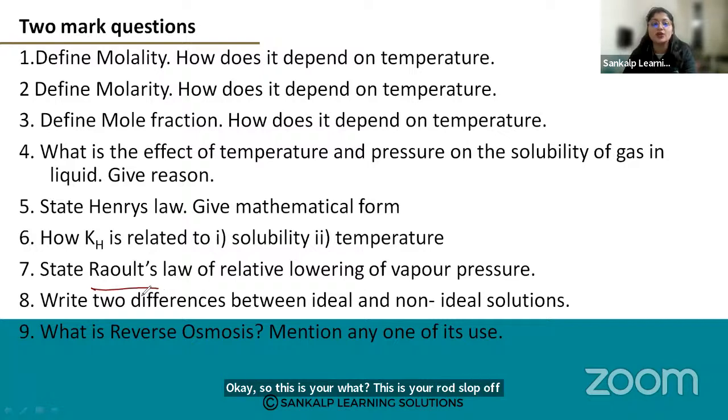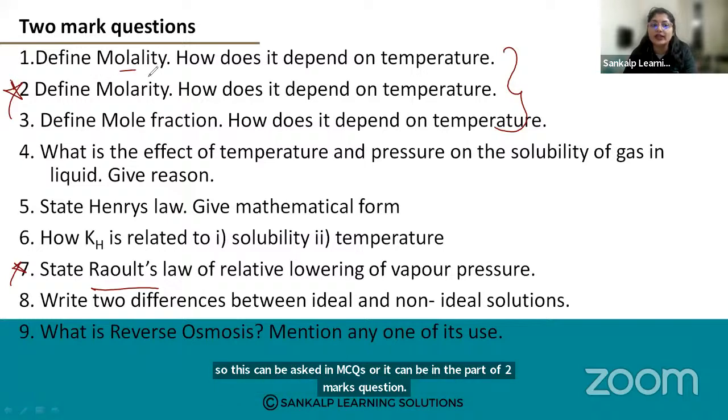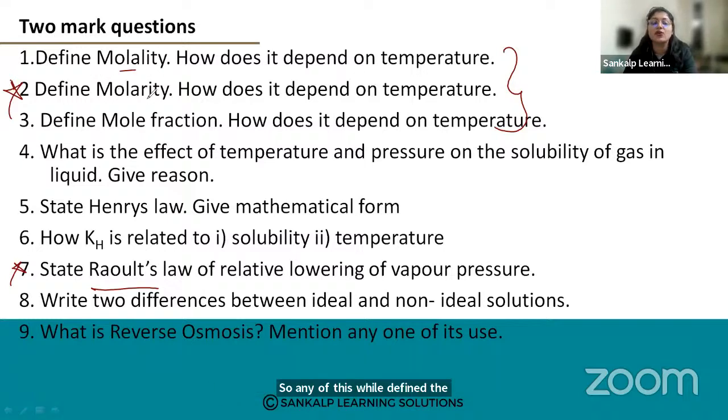Raoult's law is a very important, frequently asked question. Out of these three, this can be asked in MCQs or as part of a 2 marks question. Any of these: define molality and how it depends on temperature, or molarity or mole fraction, how it depends on temperature, either of one. Then Henry's constant and its effects. So these are important questions.